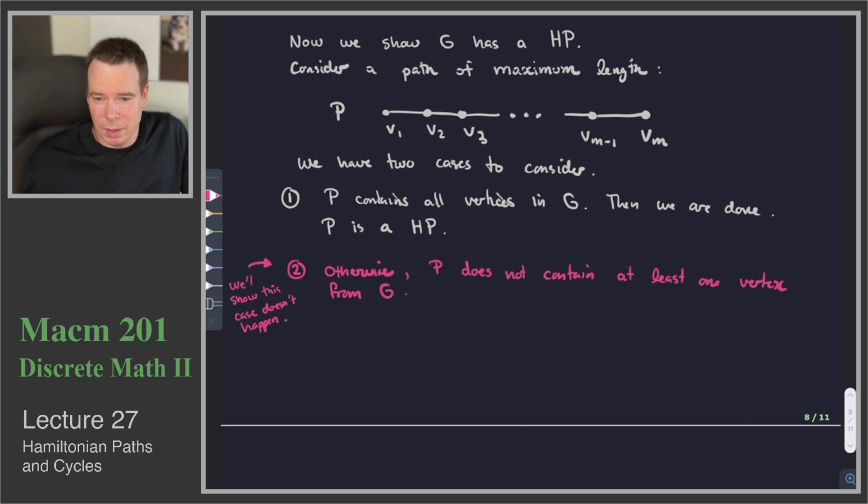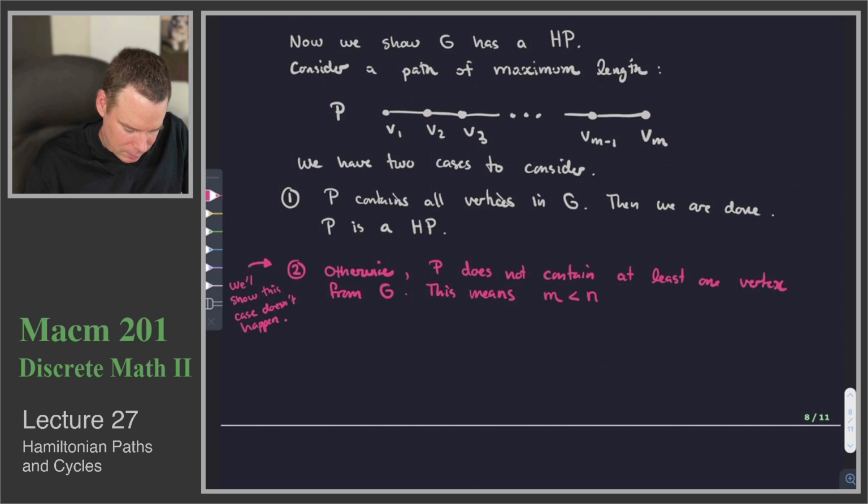And by doing that, it means that there was really only one case, and that was that the path of maximal length did contain all the vertices in the graph and therefore was a Hamilton path. But right now we're stuck in this otherwise case, where the path does not contain all vertices from G. This means our graph had n vertices, our maximal path had m vertices as I've listed there. So this means that m is strictly less than n. Our path contains less than n vertices on it.